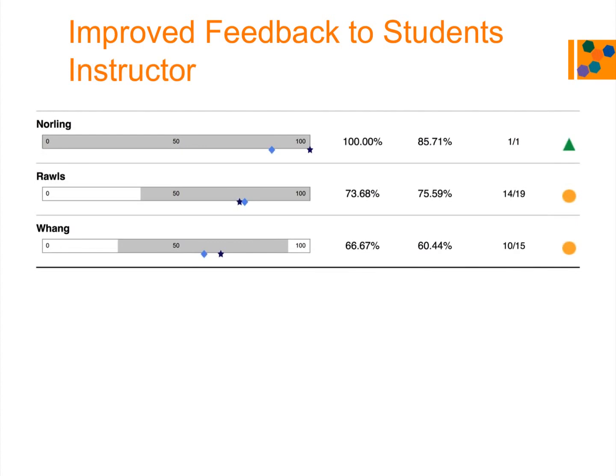I've also tagged them based on instructor. We have 3 instructors in the course, and you can see that Dr. Norling's questions, this student got all of them right. It was only one, but got all of them right, and the average on that score was very high. Then Dr. Rawls was in the middle, and mine is the lowest, as you can see. You can see that different instructors give questions at different levels of difficulty, and that kind of helps in your assessment of how the student is doing as well.